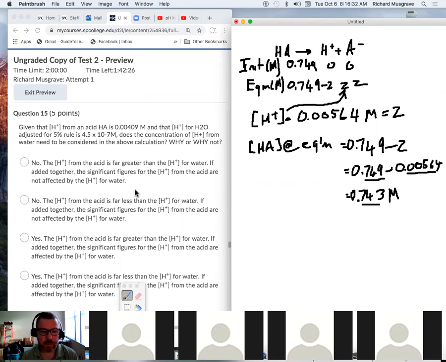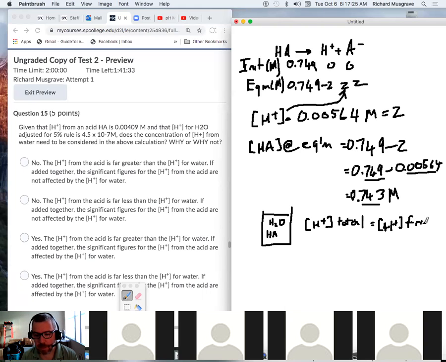So the last question here is asking, let's say last question for this specific question on the test. Given that H plus from HA is 0.00409, and we're told that H plus for H2O is 4.5 times 10 to the negative 7, does the H plus from water need to be considered in the calculation and why? Now, if you remember what I had said about this, in a solution of HA in H2O, of course, all these things will be in water anyway. The total H plus is going to equal the H plus from HA plus the H plus from the water.